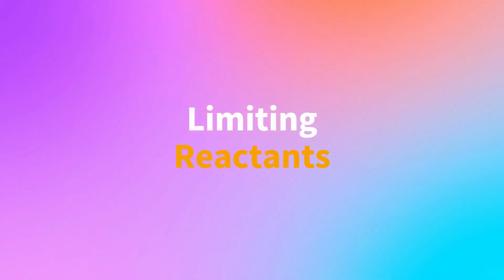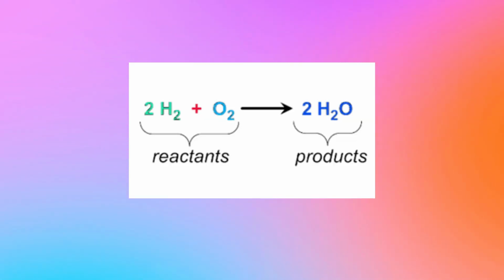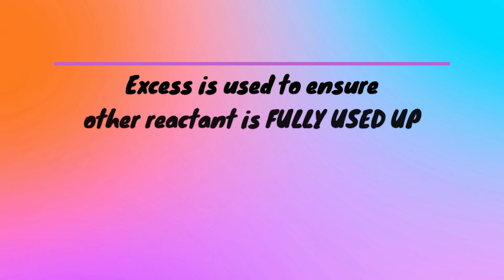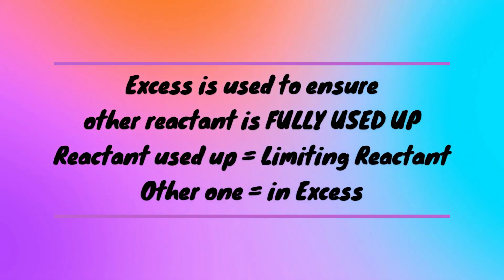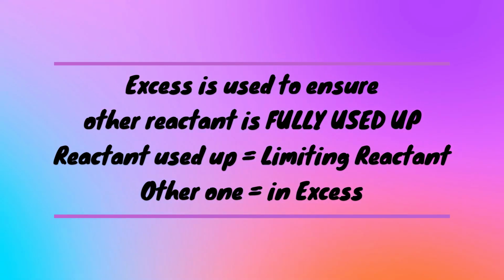Now we're going to move on to limiting reactants, which is for higher tier only. Just to check that you know what a reactant is, a reactant makes a product. So in a chemical equation, reactants are found on the left side of the arrow in that equation and products are on the right. In chemical reactions involving 2 reactants, it's common to use an excess of 1 to ensure all of the other reactant is fully used up, which is the phrase to use in your exam. Now, the reactant that is fully used up is called the limiting reactant, and this limits the amount of products made. The other reactant is said to be in excess.